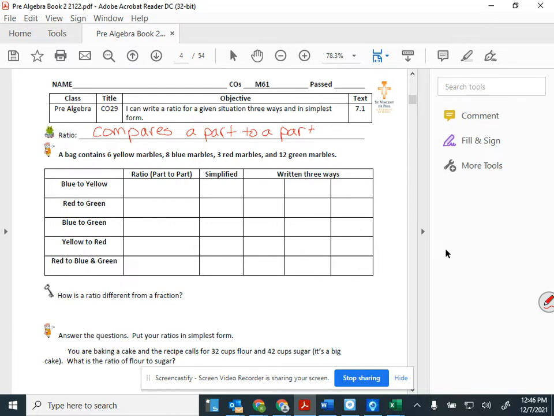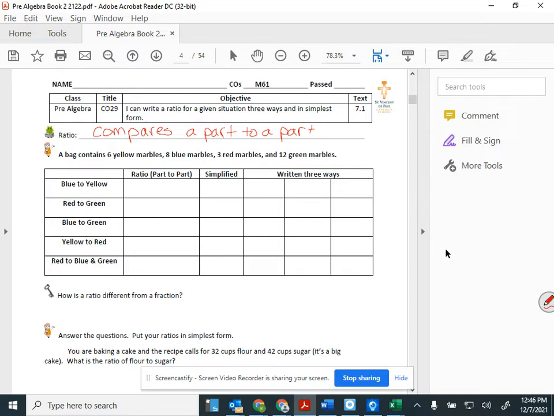So in our in-class activity with shooting the paper into the wastebasket, the part to a part, we were comparing the misses to the makes. So we were comparing the two parts to each other. So if a bag contains 6 yellow marbles, 8 blue marbles, 3 red marbles, and 12 green marbles, our ratio would be comparing part to part.